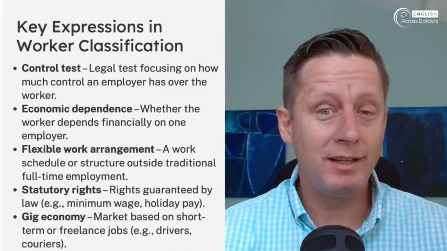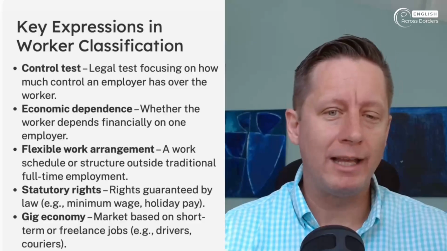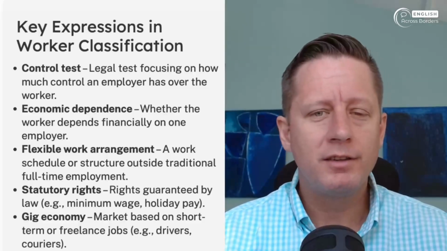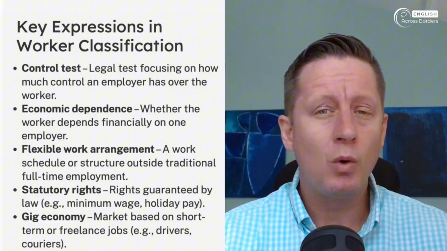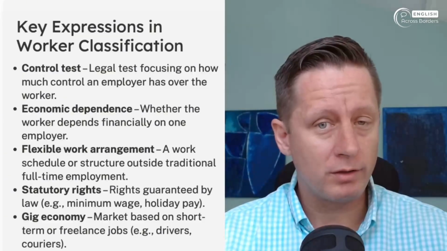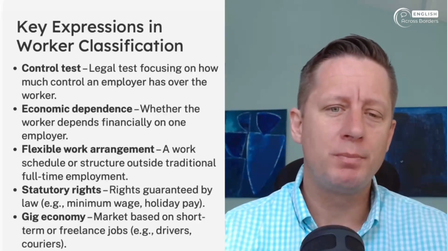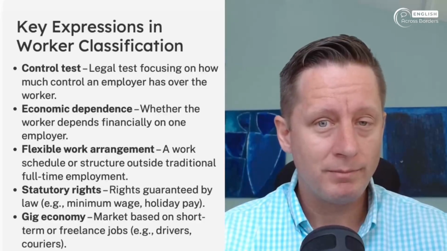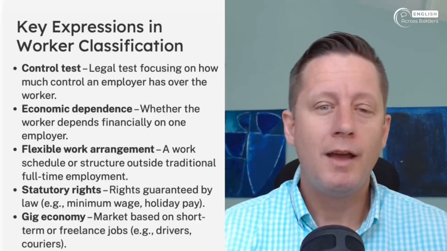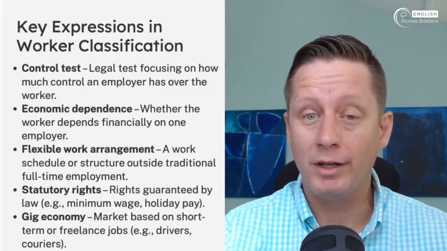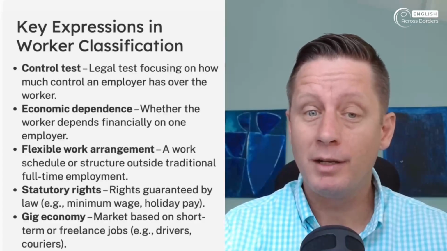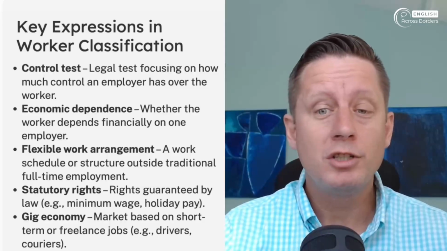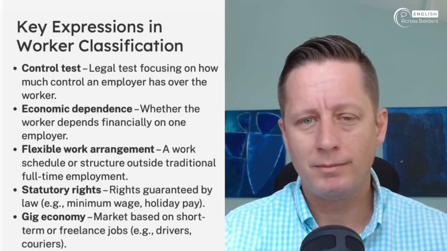Here are some key expressions used in worker classification cases. Control test. Courts ask, does the company control how, when, and where the person works? For example, the judge applied the control test to decide if the driver was an employee. Economic dependence. If a worker relies on one company for income, they may be considered an employee. For example, her economic dependence showed she was not truly self employed.